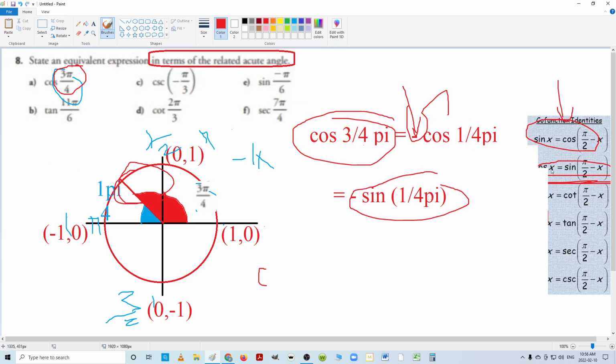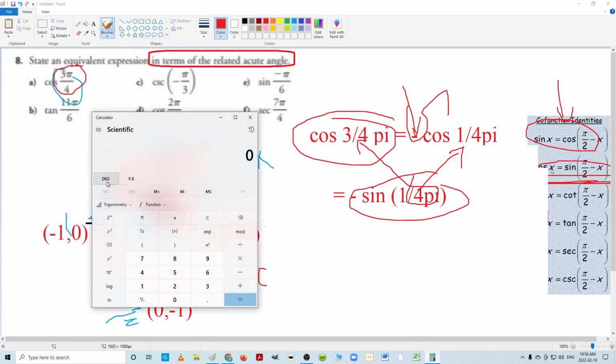Let's see if this is true. If I put in sine of 45, will I get the same value as cos of 3/4 and cos of 45? By the way, to do radians, there's a radian button right there. Click. And you can actually do pi divided by 4 and click sine. So there's my sine of 1/4 pi, 0.7. Let's find cos of 1/4 pi. Pi divided by 4 equals cos. Same value.